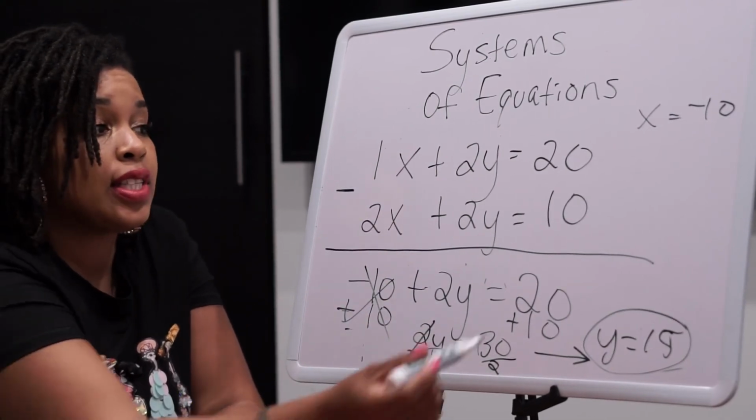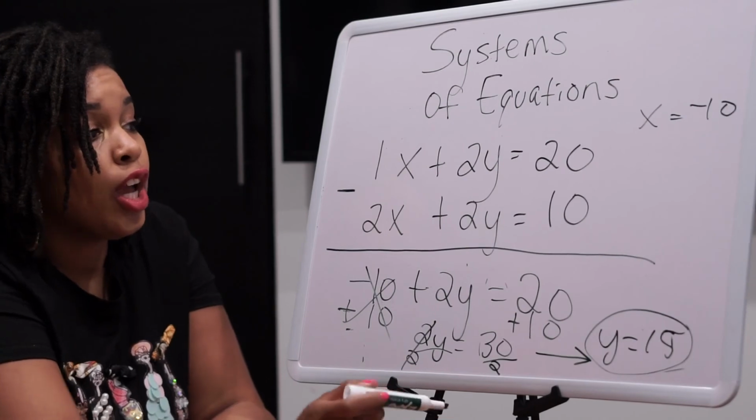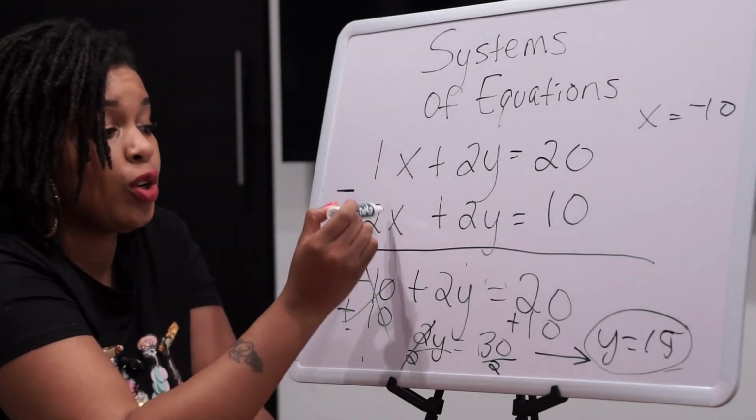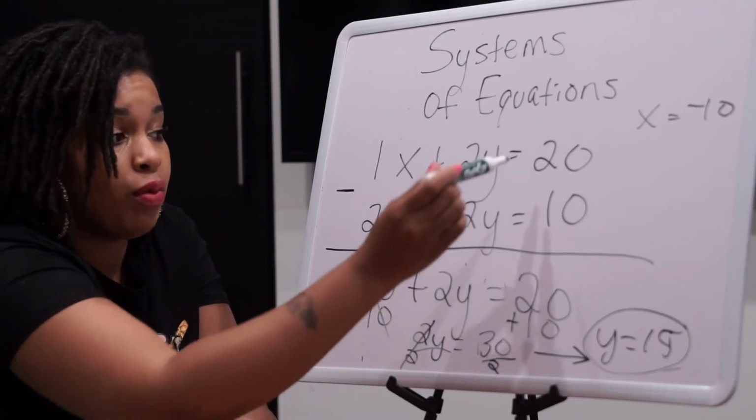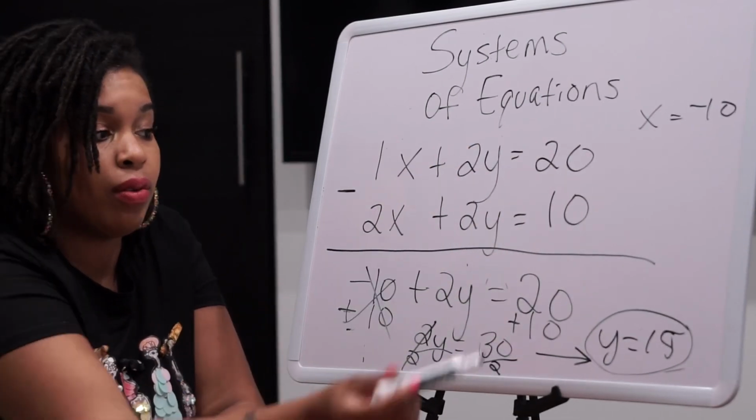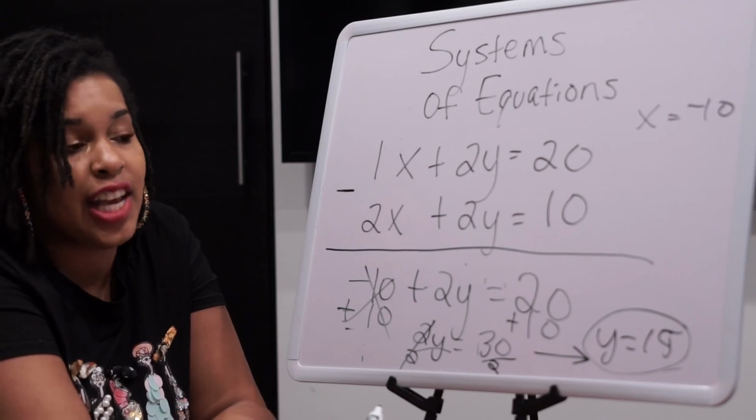What's great about this is that knowing what both values are, you can plug them both back into your equations. And if they're correct, which they should be, you're going to get right back at the number 20, right back at the number 10. That's how you check your work.